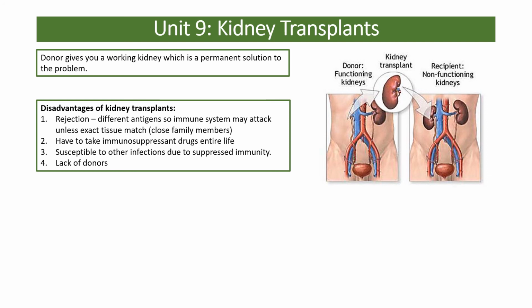And we also have other disadvantages as a result. Because your white blood cells may attack, your immune system may attack the kidney, people who have had kidney transplants have to take immunosuppressant drugs for their entire life, and that is obviously expensive, but it also lowers your immune system's capability to fight infections. So people who have kidney transplants are more susceptible to other infections due to those drugs. And there's obviously an issue of a waiting list. There is a lack of donors. Something like 40% of patients still die on the waiting list for a kidney transplant.